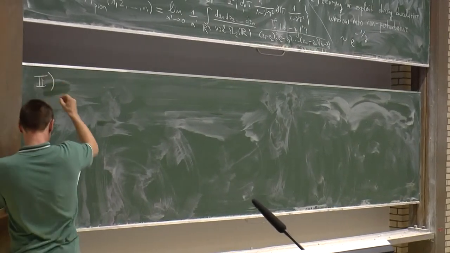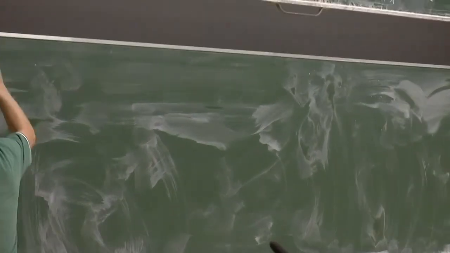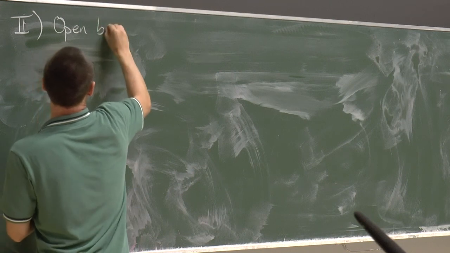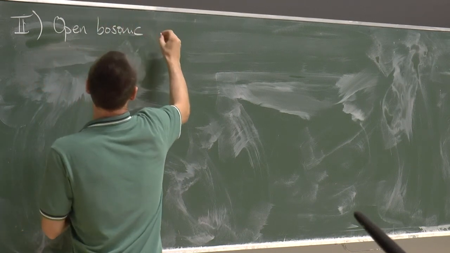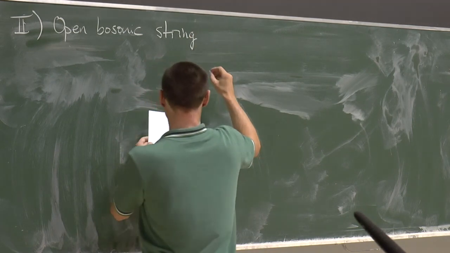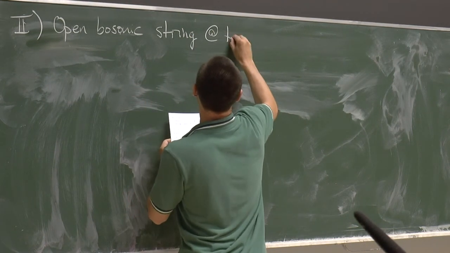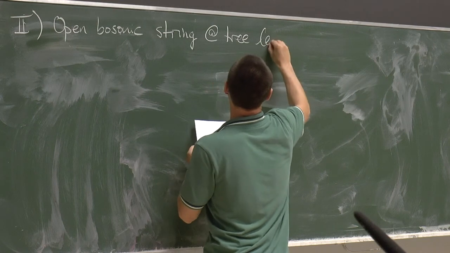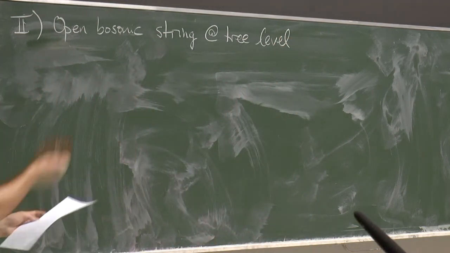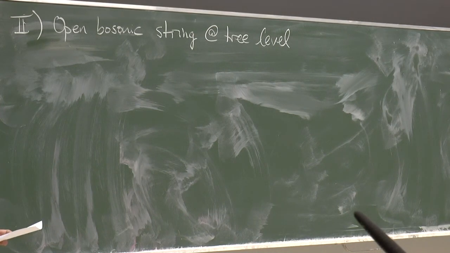Yeah, so the second part is about open bosonic string three-level amplitudes, now with the details filled in, or at least more details. And here, this will be using some machinery of two-dimensional conformal field theory.